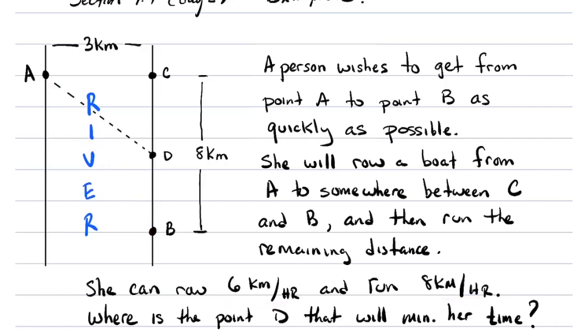I mean, given that she can run faster than she can row, maybe the idea is, look, row as little as possible, row straight over to C, and then run the rest. Maybe that's optimal. Or maybe it's somewhere in between, and that's the question, where? Where should she aim for if she wants to minimize her time? So that's the problem statement.